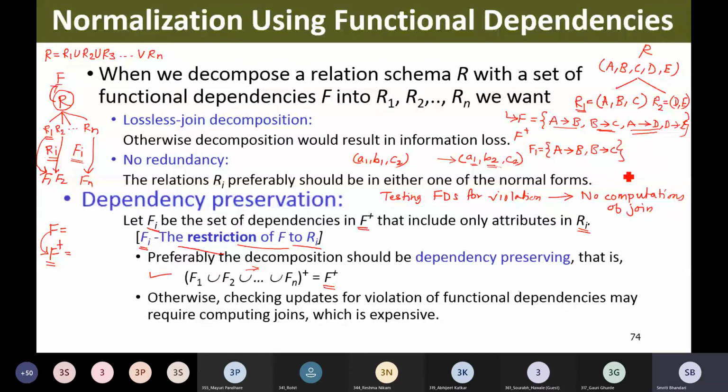Now, if I talk about this F2, with respect to this F, in F2 I have this functional dependency D to E. This A to D cannot be included in F2 either, because D belongs to R2 but A belongs to R1. Are you getting me?